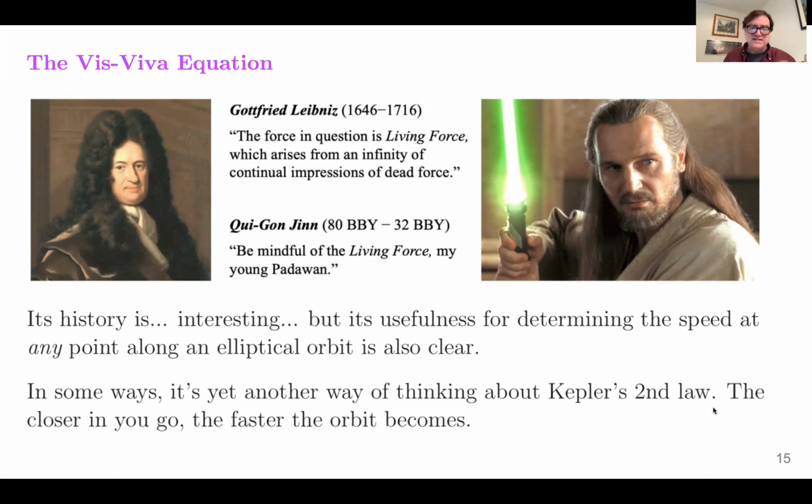It's an interesting history to look at different debates between scientists back then. But really, it boils down to just another way of thinking about Kepler's second law. The closer in you go, the faster it becomes, right? As r becomes smaller, the velocity becomes bigger because it's in the denominator. All right, so we will move on and talk about these applications in the next one.